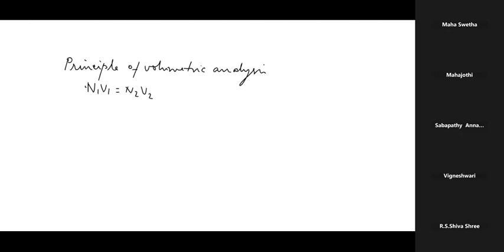Normality multiplied by volume of equivalence of the titrant is equal to normality multiplied by volume of equivalence of the pipetted outer solution. This is applicable only for normality. What is normality? Normality is the number of gram equivalents present in 1 liter of the solution. This particular calculation you should always remember because this is very important.